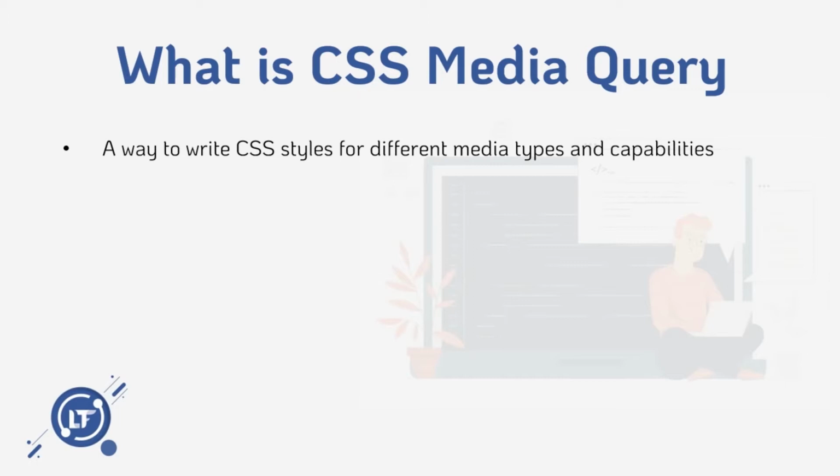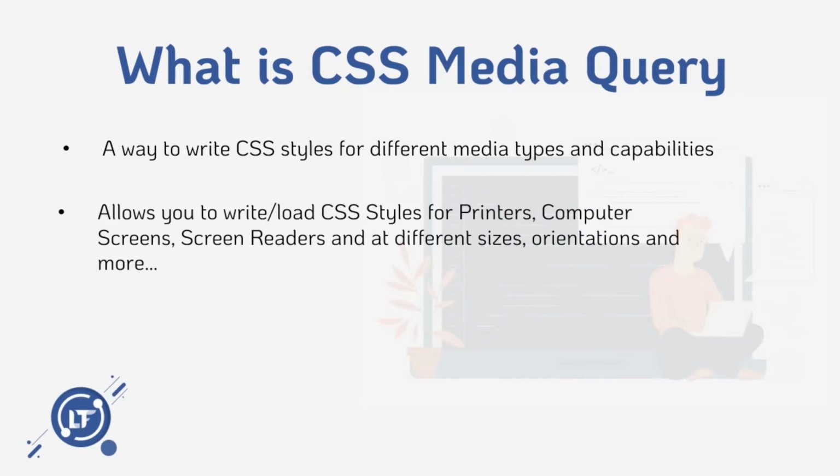This is a way to write CSS styles for different media types and capabilities. It allows you to load different CSS styles for things such as printers, computer screens, screen readers, and at different sizes, orientations, and more. It is used in responsive web design. Your responsive web design is never complete without CSS Media Query. So you can see CSS Media Query is very important and essential while styling your pages.